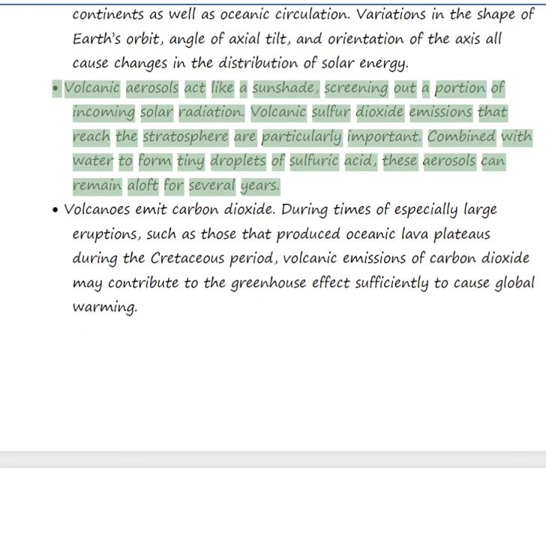Volcanic aerosols act like a sunshade, screening out a portion of incoming solar radiation. Volcanic sulfur dioxide emissions that reach the stratosphere are particularly important. Combined with water to form tiny droplets of sulfuric acid, these aerosols can remain aloft for several years.